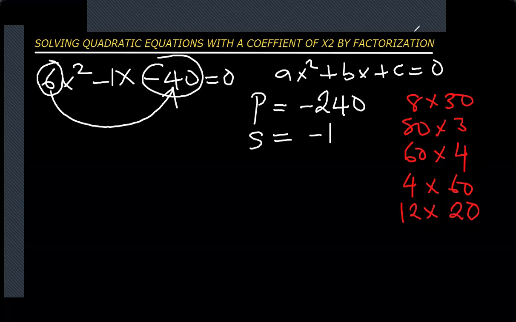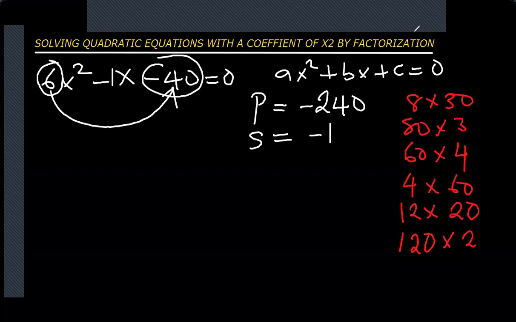Or you could also have 120 times 2. We could have 120 times 2. So those are the possibilities.